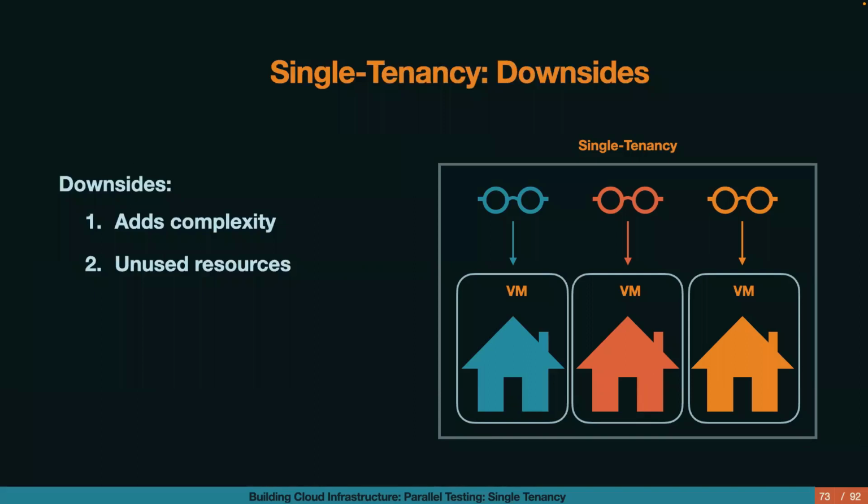However, this solution has some downsides. First, provisioning and managing each virtual machine adds complexity. Second, we would be wasting resources. The collection runner is a relatively lightweight process. It would not utilize the full resources of even the cheapest Amazon EC2 instance. In other words, a single tenant solution would be quite wasteful.